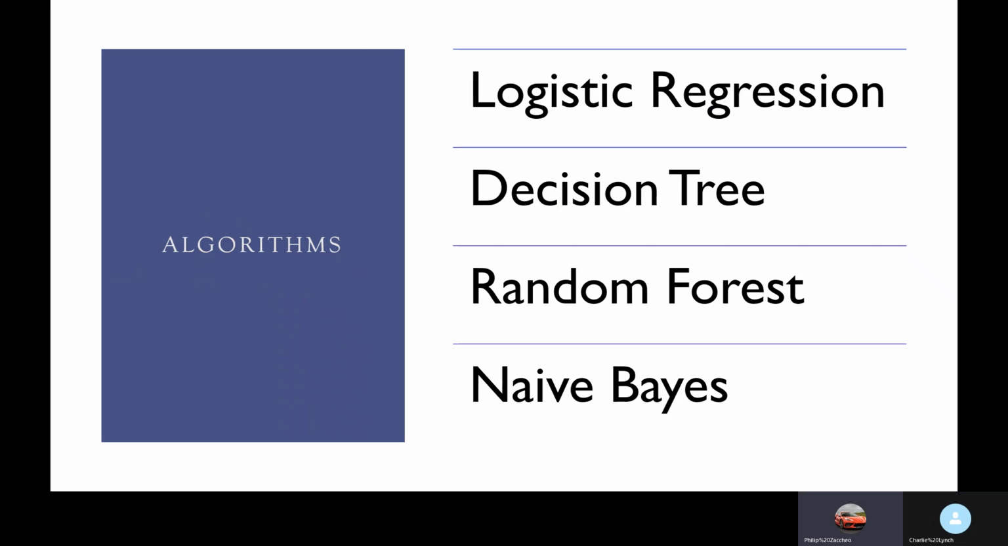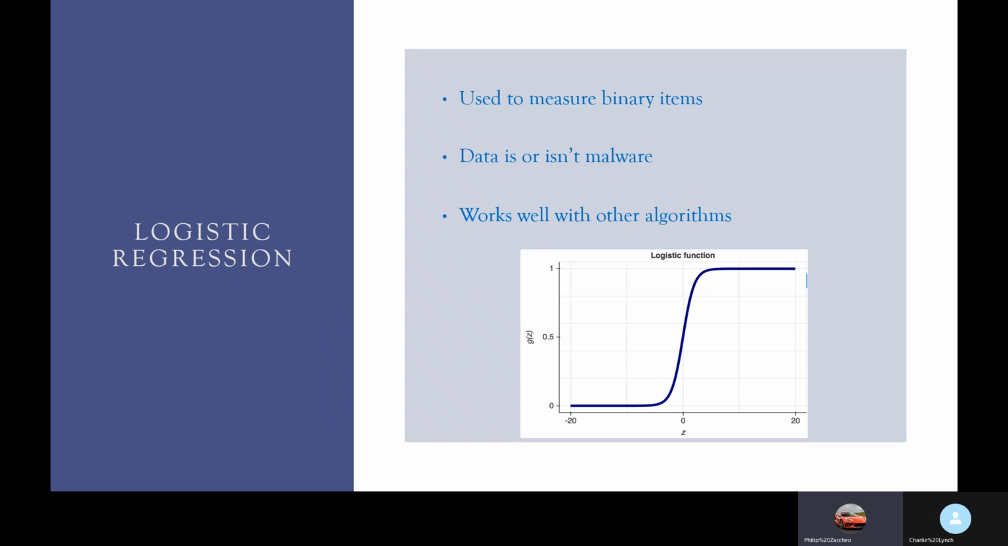As you said, I will be going in depth about some of the algorithms that we used when developing our project. These were the four main algorithms that we used, as you can see: logistic regression, decision trees, random forest, and naive Bayes. I will start off here with logistic regression.